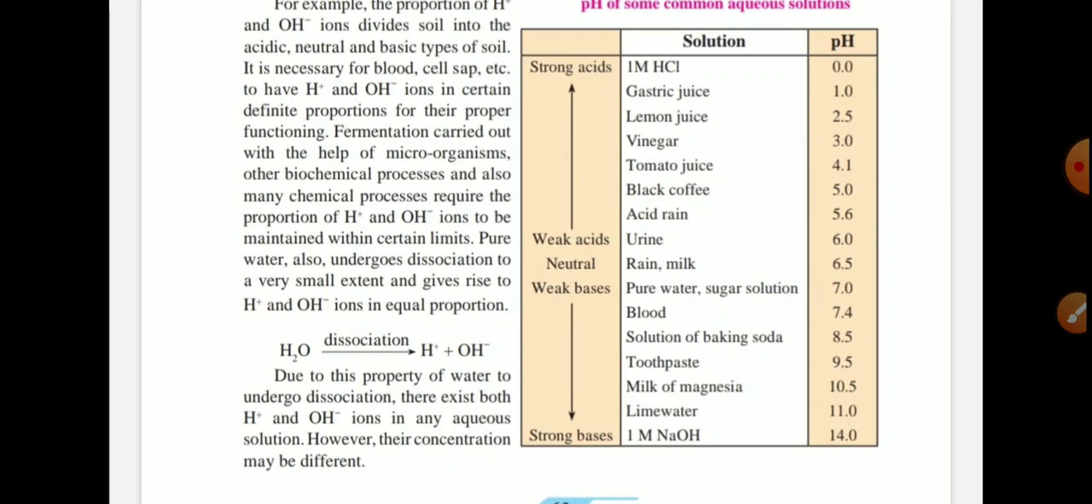With the help of this pH scale, we can easily identify whether the given substance is related to a strong acid or weak acid, strong base or weak base. Yes, neutral substances are given too. See the next point now.